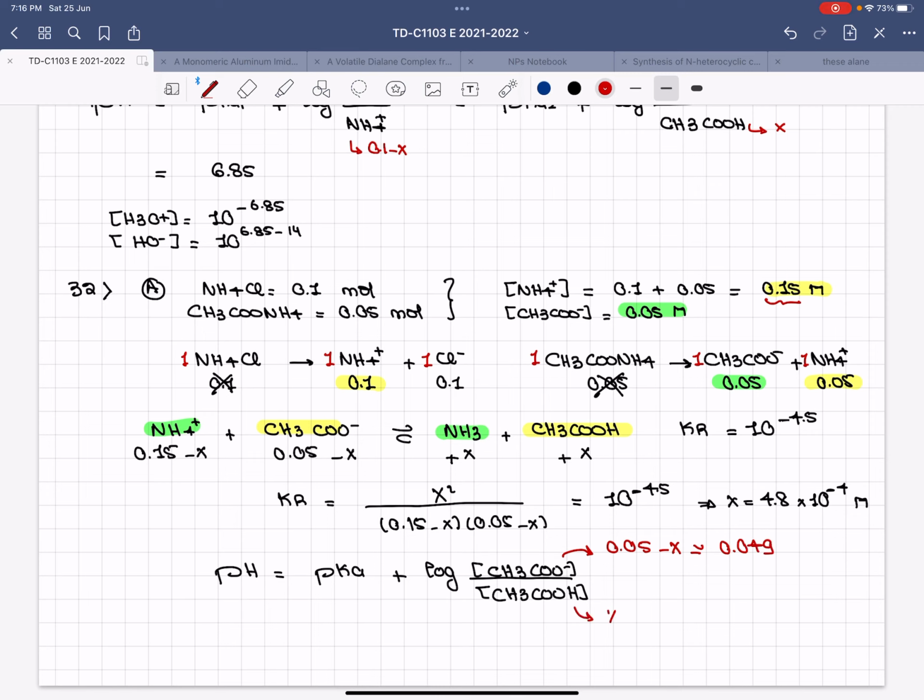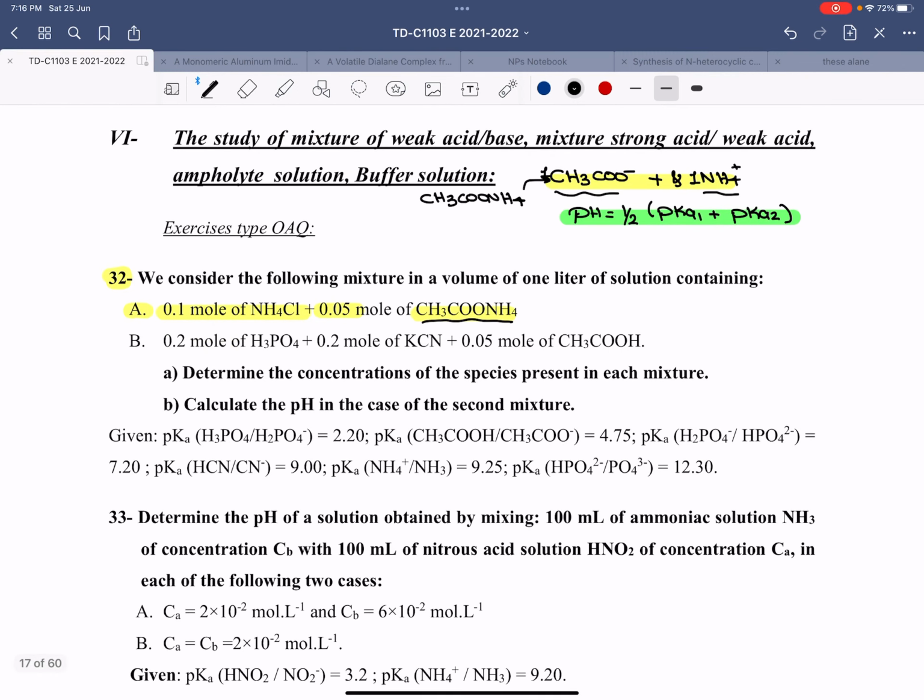This is equal to x, which is approximately equal to 4.8 times 10 to the power negative 4 molar. pKa 4.75, and find pH. Okay, find pH. That's it. Good. Go back to number 32, part B.